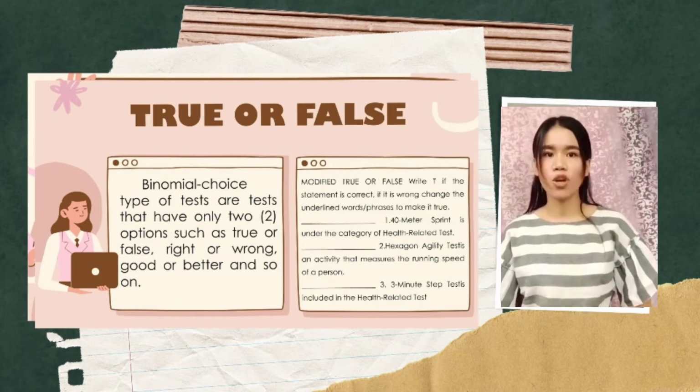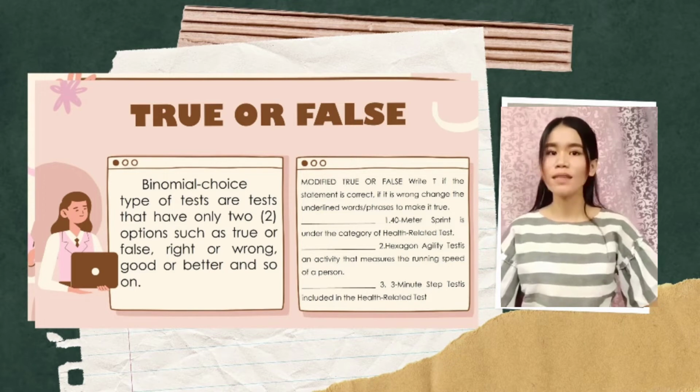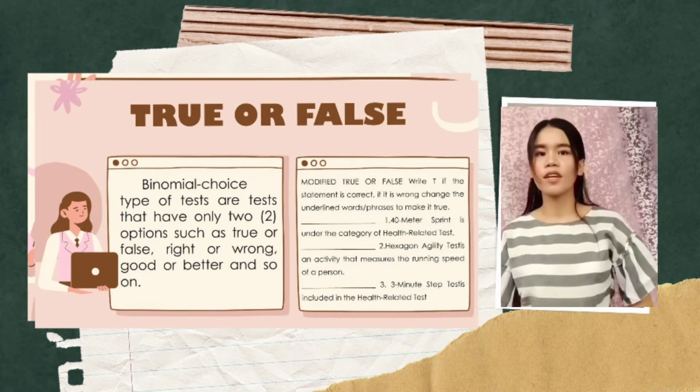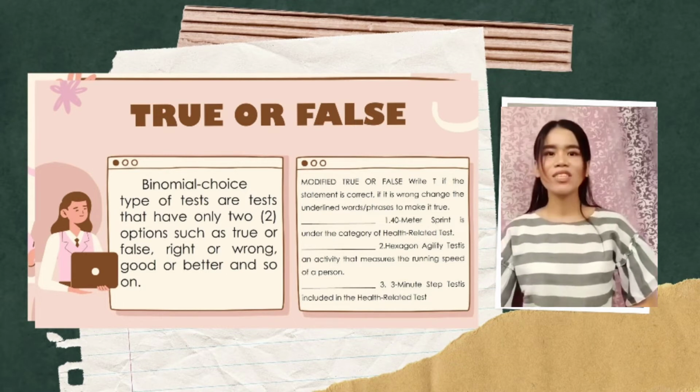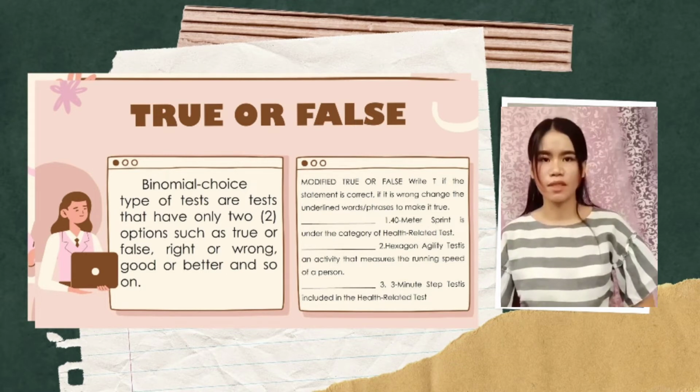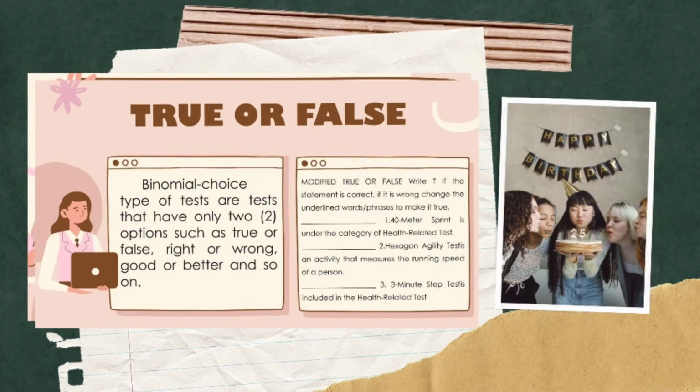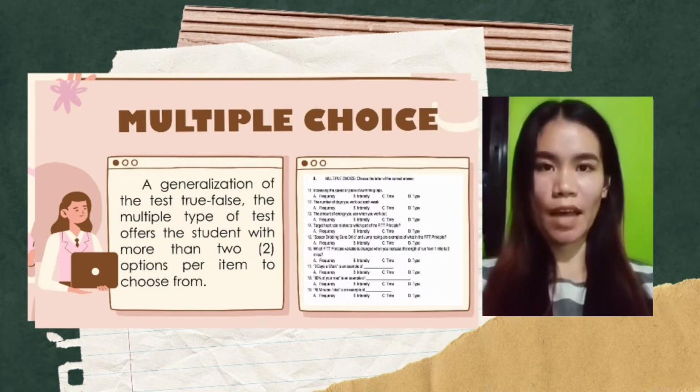It is a binomial choice test, or a test that has only 2 options, such as true or false, right or wrong, good or better, and many more. A student who knows nothing of the content of the examination would have a 50% chance of getting the correct answer by sheer guesswork. The second one is the multiple choice type of test.